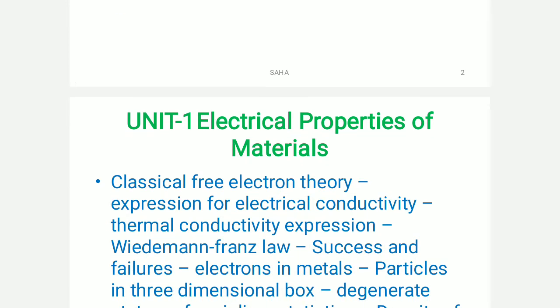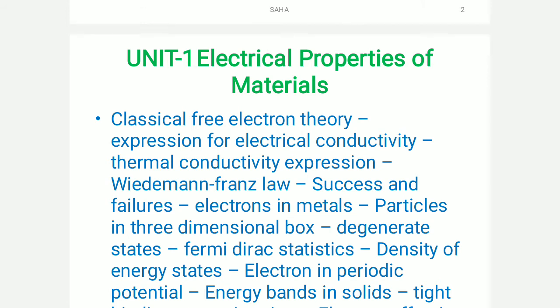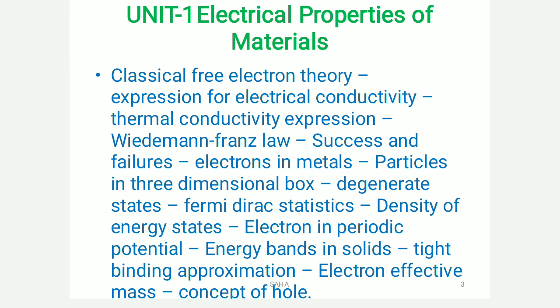So the following topics are there in Unit 1: electrical properties of material, classical free electron theory, expression for electrical conductivity, thermal conductivity expression, Wiedemann-Franz law, success and failure, electrons in metals, particle in three-dimensional box, degenerate states, Fermi-Dirac statistics, density of energy states, electron in periodic potential, energy band in solids, tight binding approximation, electron effective mass and concept of hole.